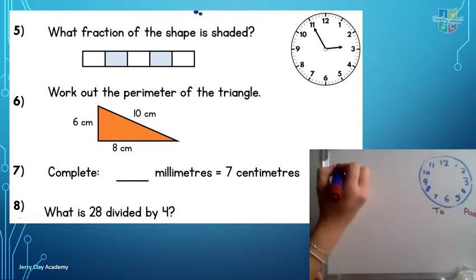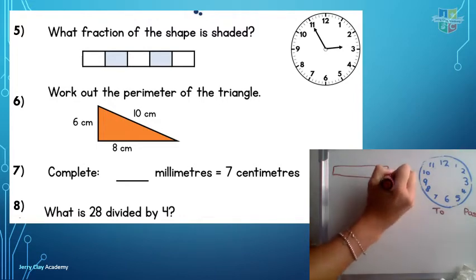Okay, let's have a look at the next one. So it says what fraction is shaded, and you have something that looks like this.